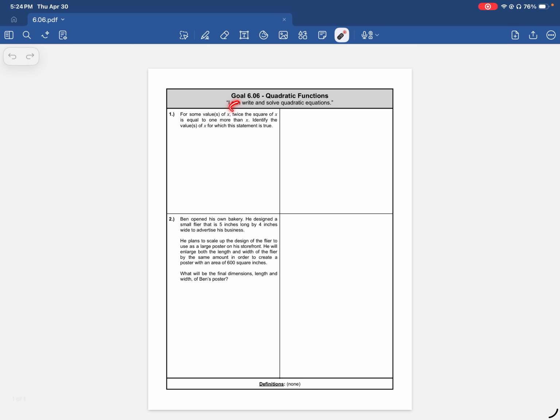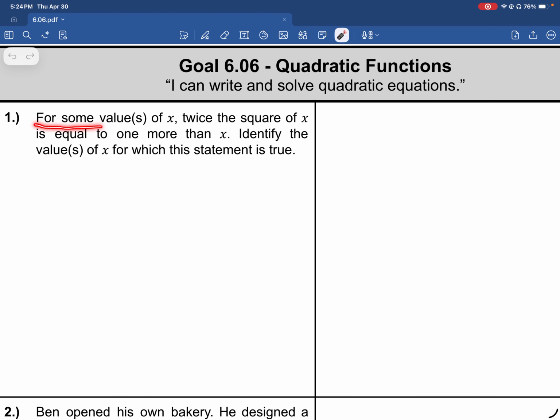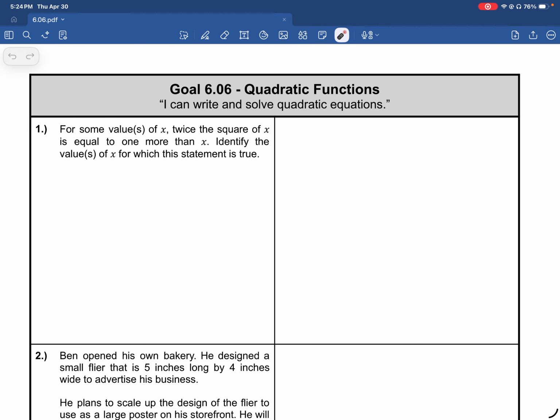6.06, writing and solving quadratic equations. So on the last one, you didn't have to write the equation for yourself. This one you do. So number 1, for some value or values of x, twice the square of x is equal to 1 more than x. Identify the values of x for which the statement is true. So twice the square of x.